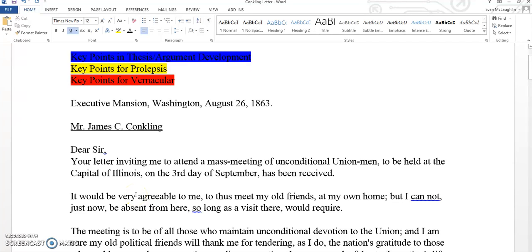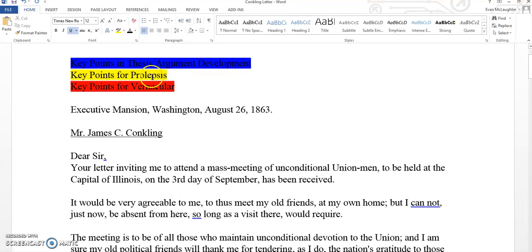Evan McLaughlin, and today we are analyzing Abraham Lincoln's August 26, 1863 letter to James C. Conkling. And for simplicity's sake, when I highlight something in blue or I'm discussing points that are made in blue, those are key points in Abraham Lincoln's thesis or his argument's development.